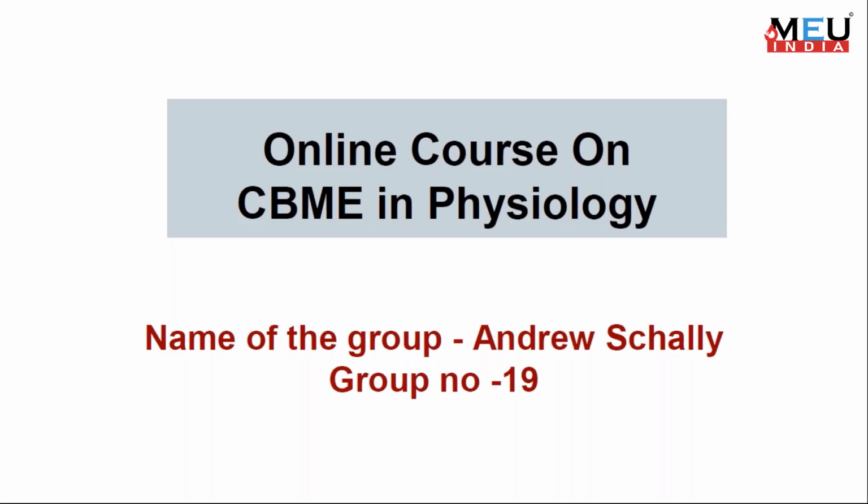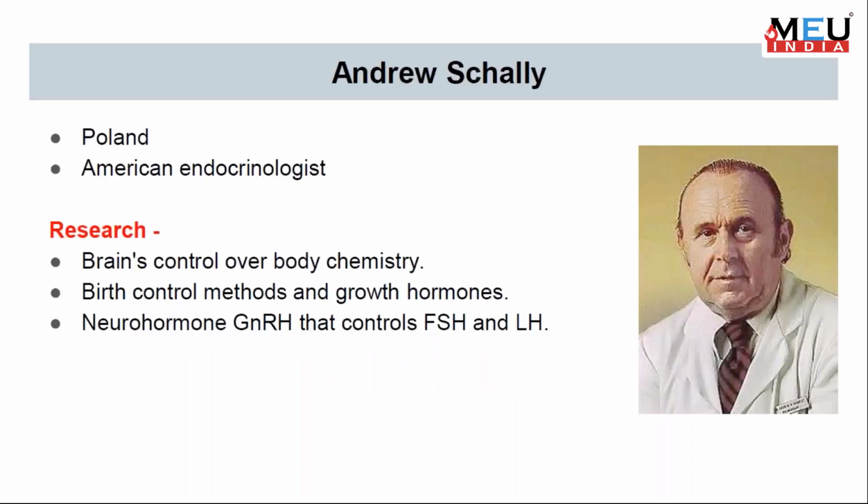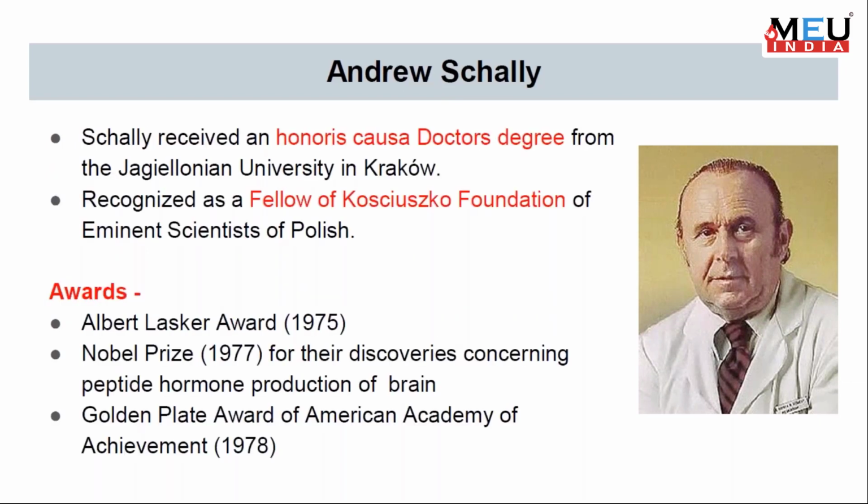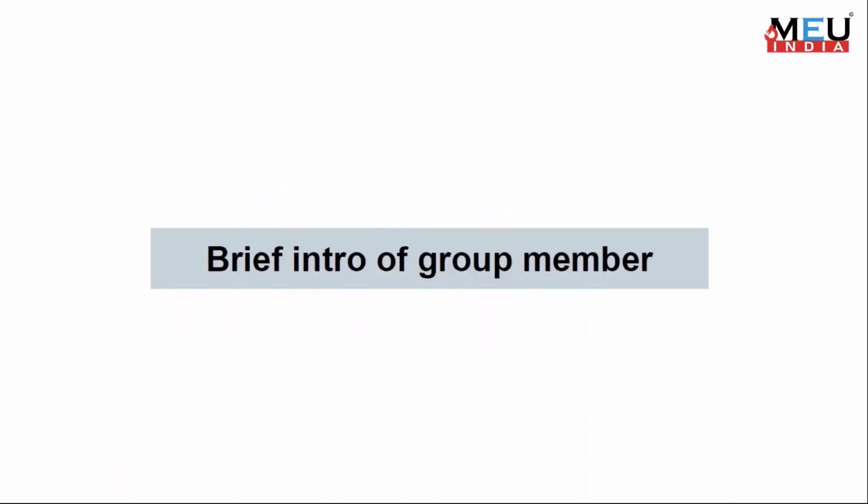Our second group is Team 19. The scientist was Andrew Shalley. And as I told you, he was an American endocrinologist whose main research was on the brain's control over body chemistry, birth control methods, and the neurohormone, growth hormone releasing hormone. In addition to the Nobel Prize, he has received other awards, the Albert Lasker Award and the Golden Plate Award of the American Academy. A brief intro of the group members of Team 19.